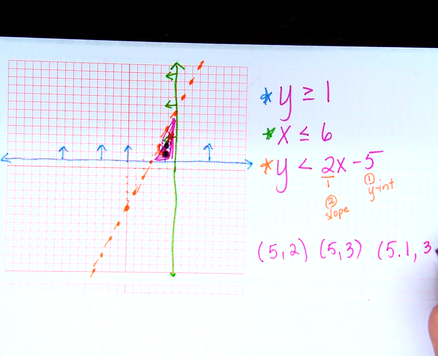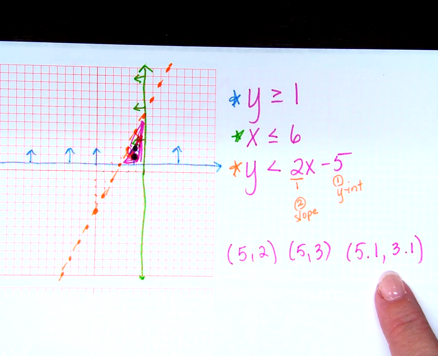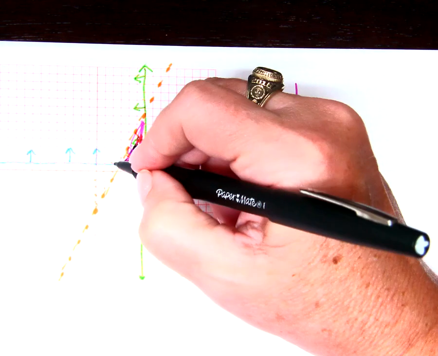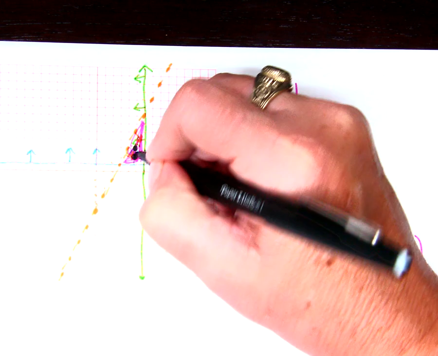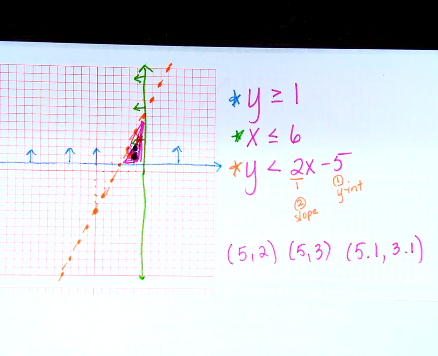(5.1, 3.1). Excellent. Why is that excellent? That's the point I'm trying to make to you, right? There's an infinite number of solutions in here. It's not just exactly where they cross. (5.1, 3.1) is like right here-ish somewhere, right? It's still in the shaded area, isn't it?